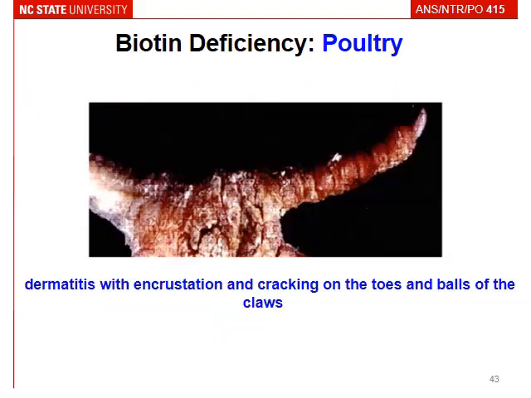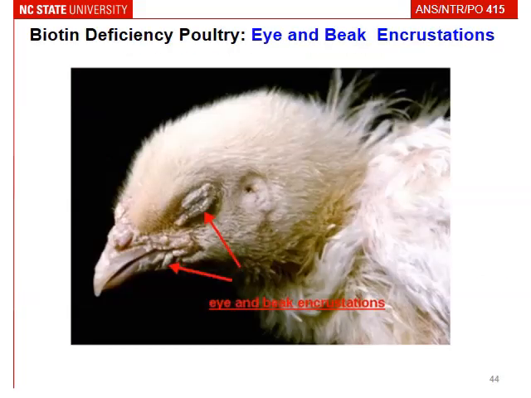So here's some of the dermatitis on a foot pad of a chicken. You can see the crusting and the cracking of the toes and on the claws. And here's a diagram showing the incrustations around the eyes and the beak. It's not so much the beak itself, but more the dermal tissue around the beak and around the eyes. So that's where you're going to see more of this biotin deficiency occur in poultry.